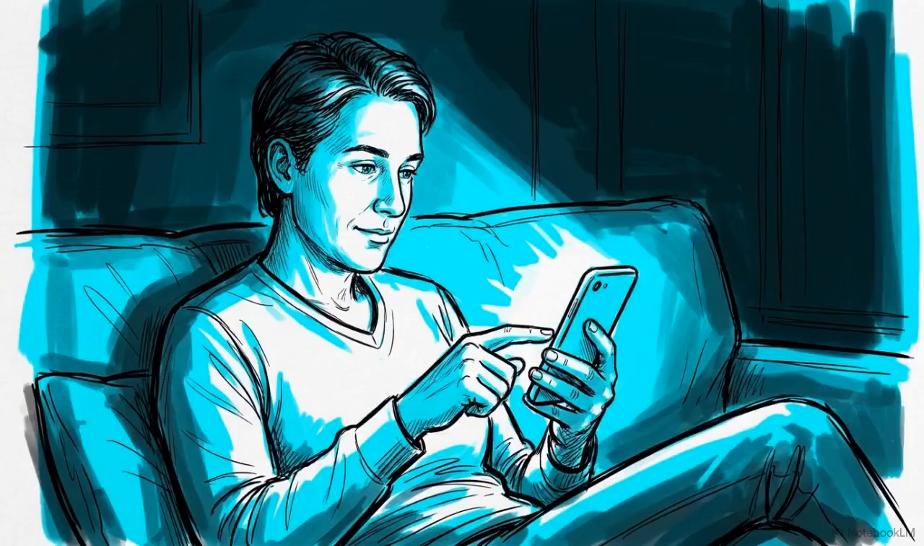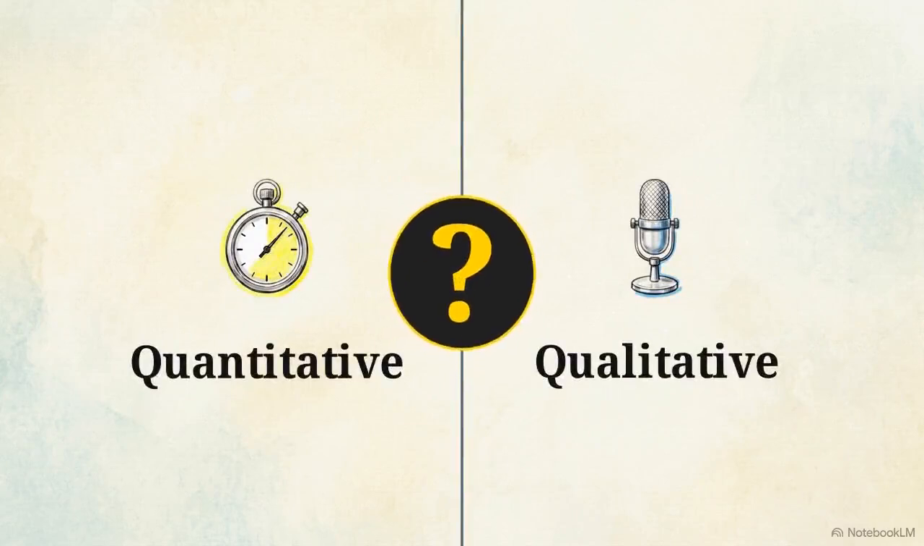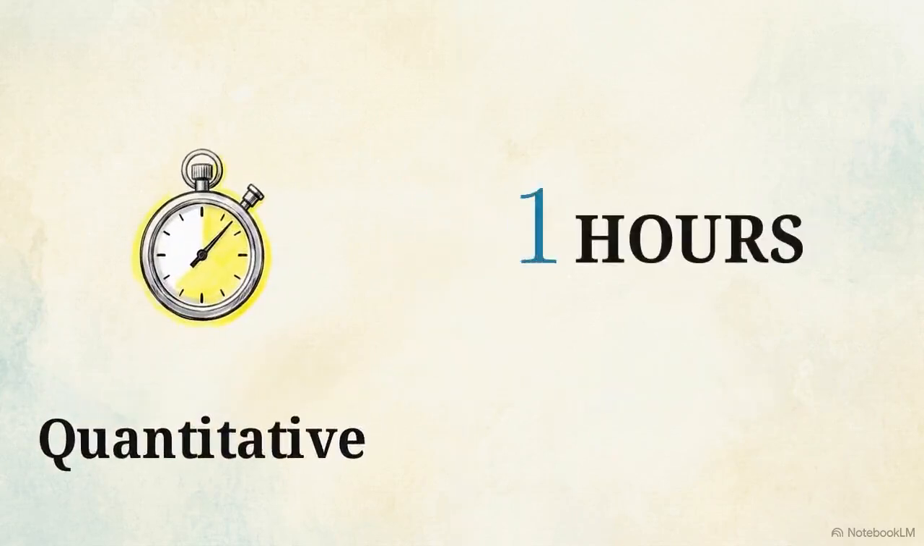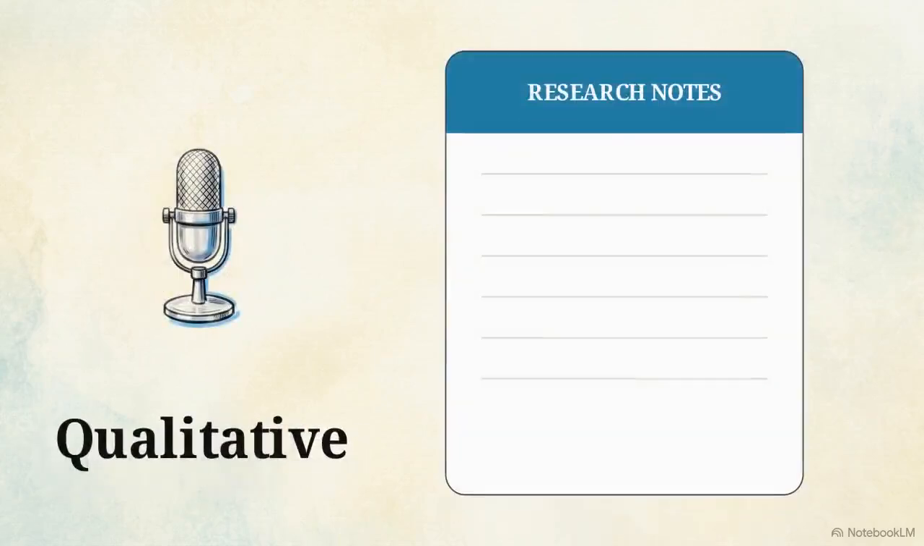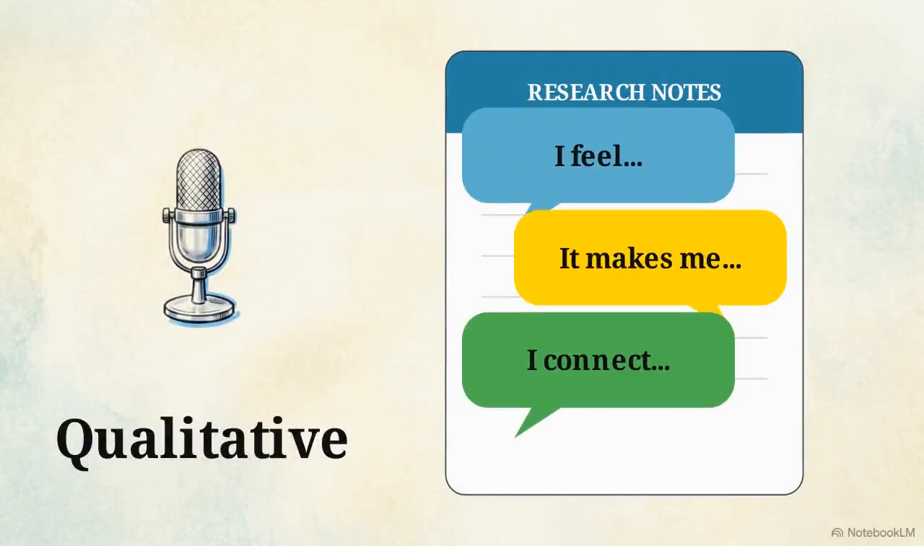Let's test this. If you were researching how social media influences youth behavior, would counting the number of hours they use an app daily be considered quantitative or qualitative research? Counting numerical hours of app usage is quantitative data. If you sat down and interviewed those teenagers about how the app makes them feel, that would be qualitative data.